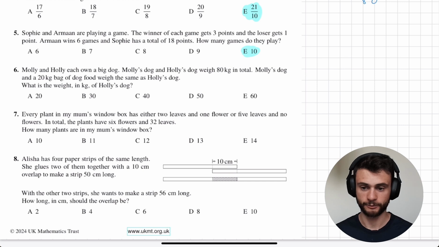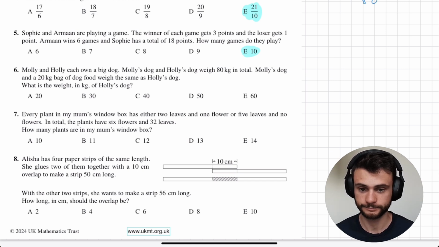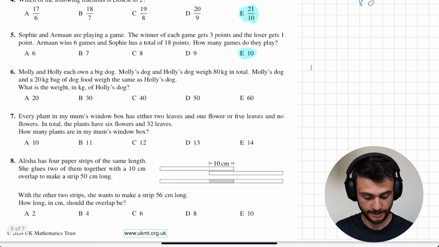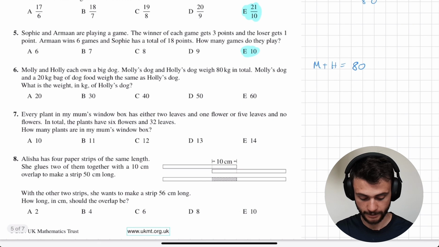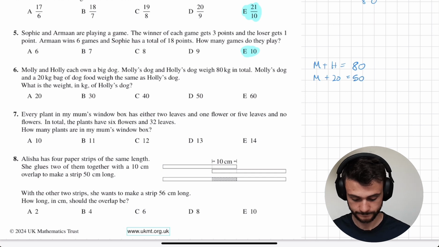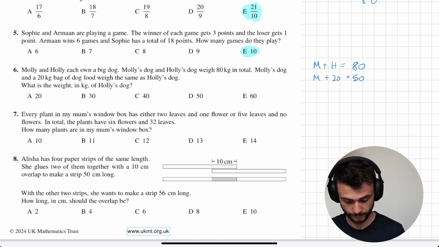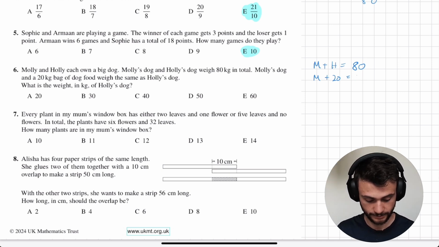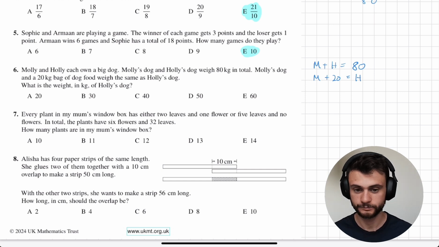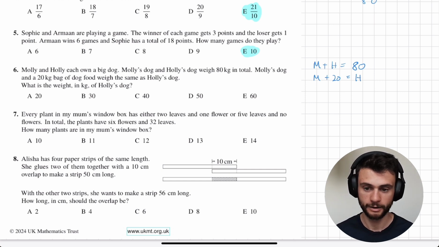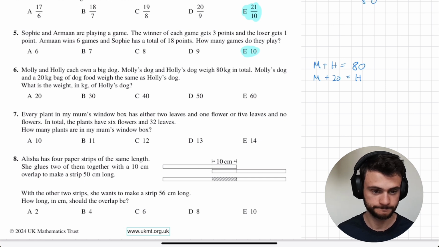This is a question that lends itself really nicely to using an equation. So we could call the weight of Molly's dog M and the weight of Holly's dog H. And we know that M add H is equal to 80. We also know that M plus 20 is equal to, sorry, not equal to 50, is equal to the same weight as Holly's dog. So equal to H. So we're looking for the weight of Holly's dog.